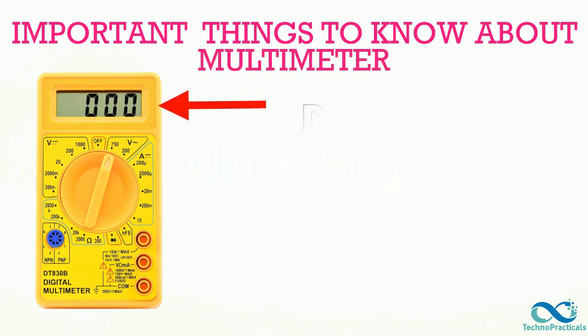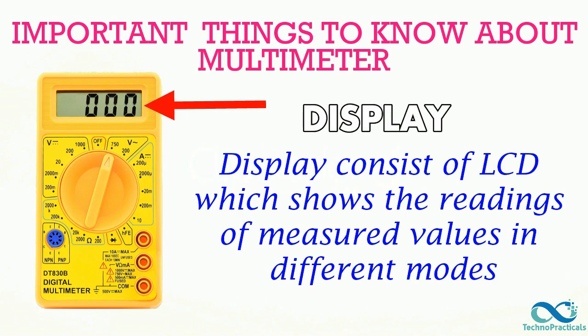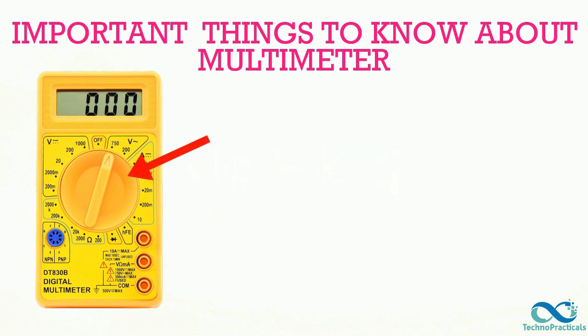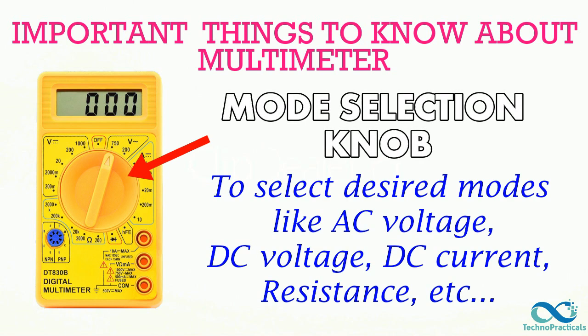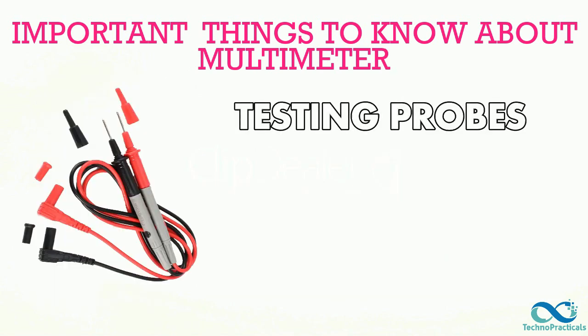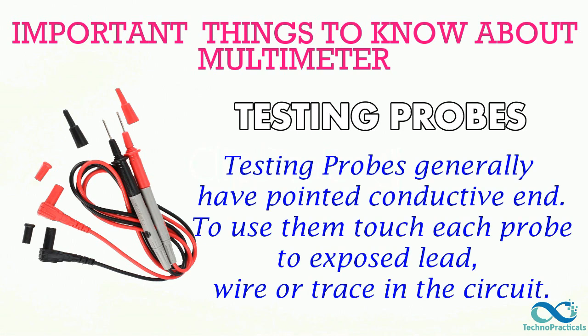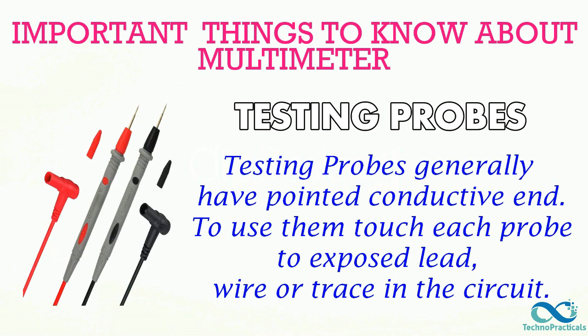There are certain important things to know about a multimeter. It consists of a display which shows the reading of measured values in different modes. It has a mode selection knob which is used to select the desired mode like AC voltage, DC current, resistance and others. It consists of two probes, basically red and black, which is used for connecting the circuit or particular device that is to be measured with the multimeter.